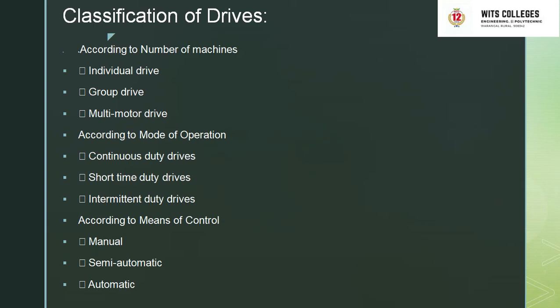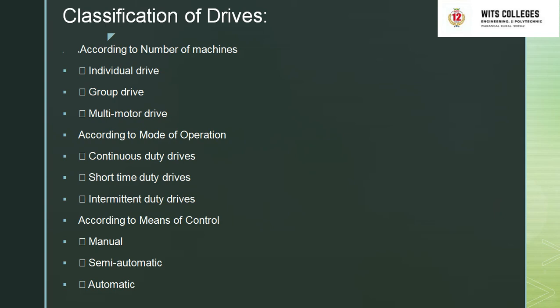Okay, the third one is multi-motor drive. In this drive system, there are several drives, each of which serves to actuate one of the working parts of the drive mechanism. That means in this drive, separate motors are used for operating different parts of the same mechanism. Okay, that is multi-motor drive. An example for multi-motor drive is rolling machines. Okay, rolling machine is the example of multi-motor drive.